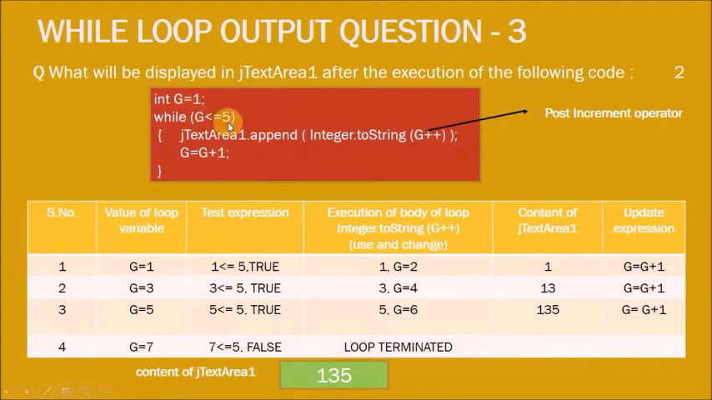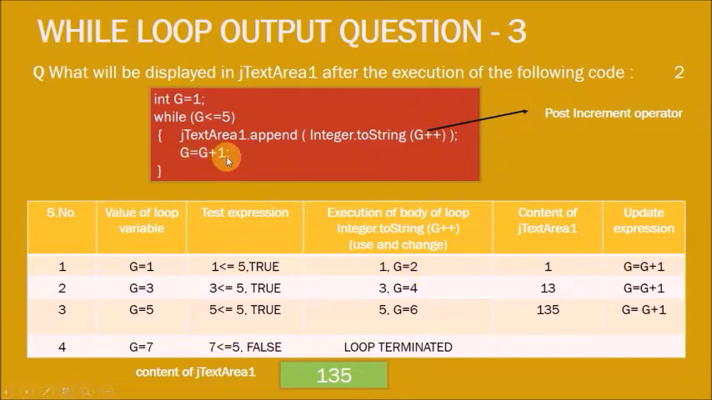Now we'll go to the test expression. Now 1 less than equal to 5 is true. So we'll go to the body of the loop. Now in the body of the loop, first this portion will be executed, Integer.toString(g++), as this is a post increment operator. So first the value of g will be used. Now the value of g is 1. So it will be used and it is appended to JTextArea1. That is, the content of JTextArea1 is 1. And after that it will be increased by 1. So after appending the content, the value of g will become 2.